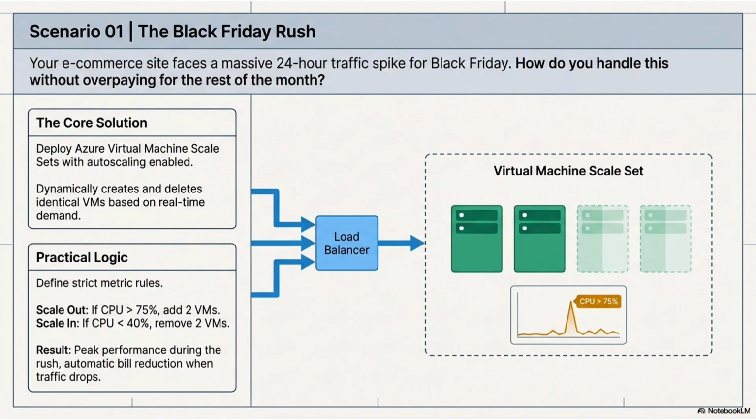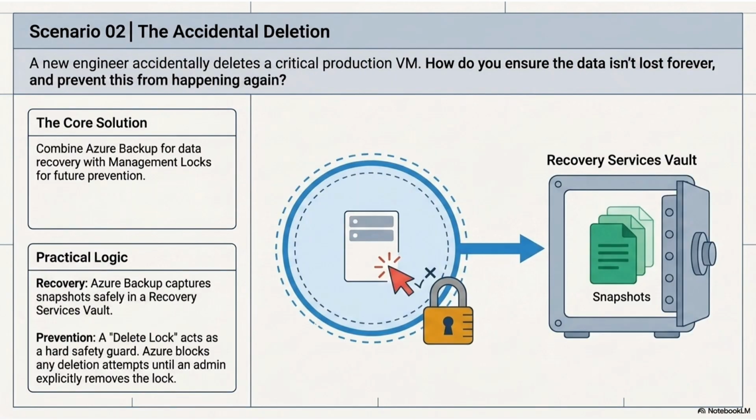When the rush ends and people stop visiting the site, the extra virtual machines delete themselves, so you stop paying for them. To set this up, you define rules based on metrics like CPU usage. For example, you can tell Azure if the CPU usage goes above 75%, add 2 more virtual machines. When the rush is over and CPU drops below 40%, Azure automatically removes those extra machines, keeping your cloud bill small.